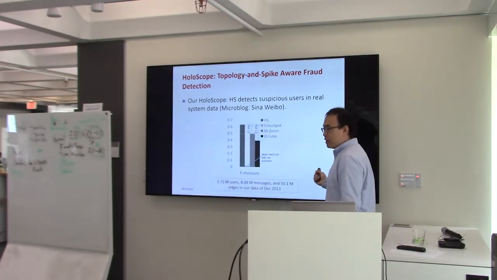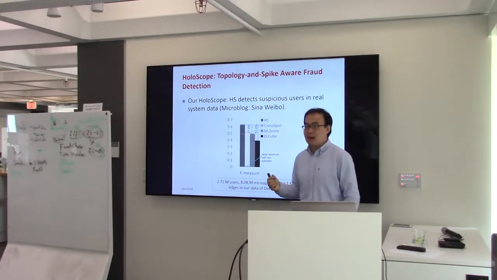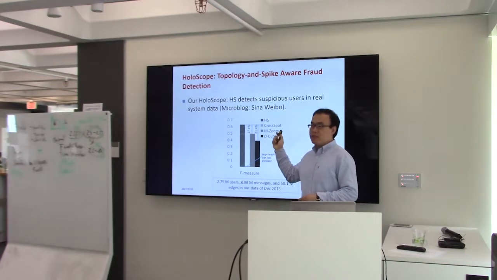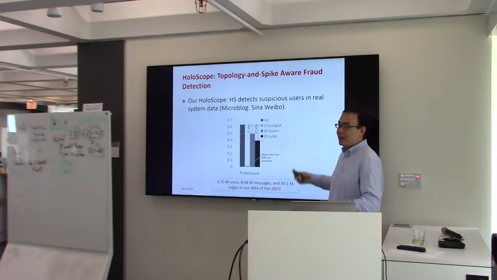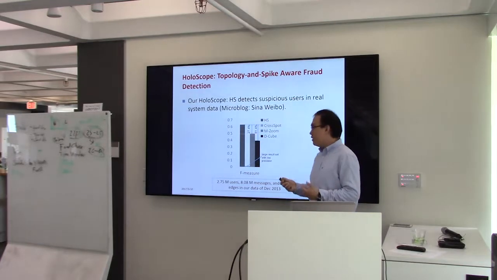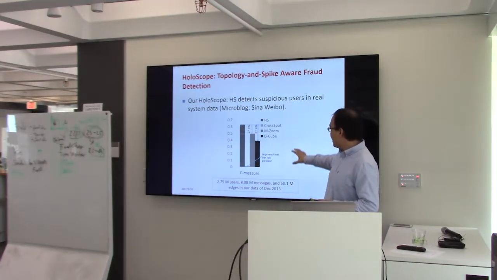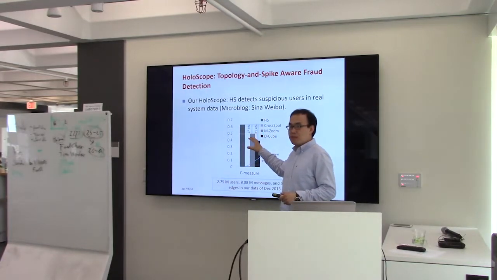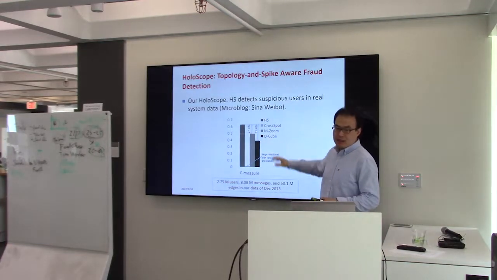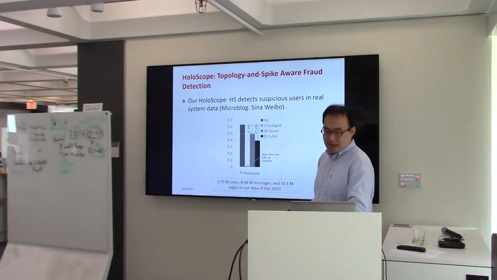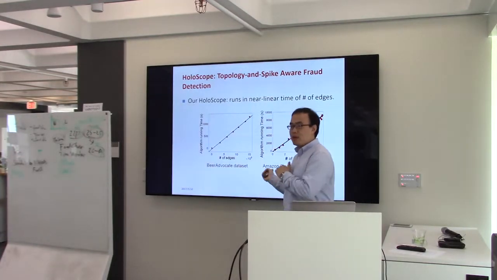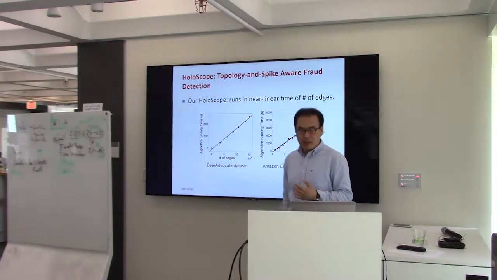We also tested our solution on an online system called a microblog system in China. It's the Twitter-like Weibo, Shenghua Liu. In that dataset we found more accurate fraudsters, an improvement of 60% and 60% over the competitors. And regarding the scalability of our algorithm, it is almost linear in the number of edges, so we have good scalability.